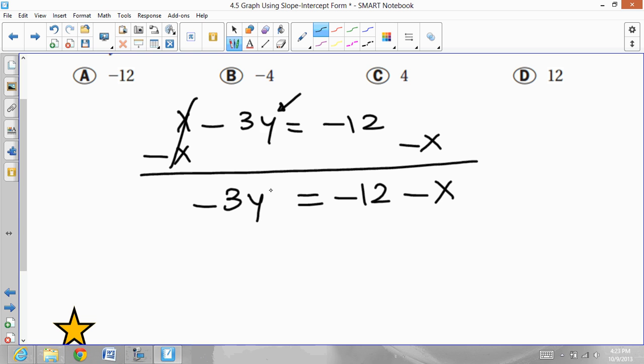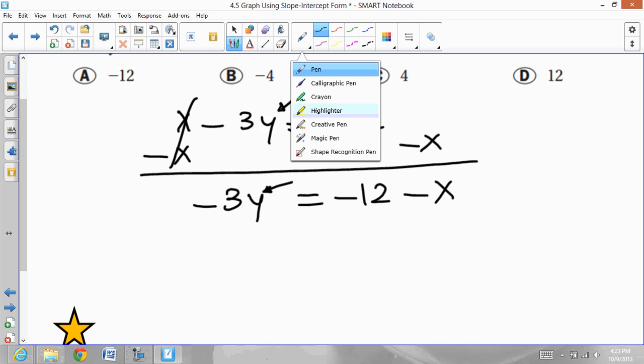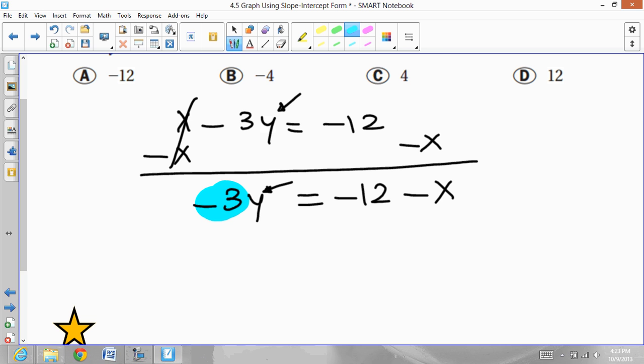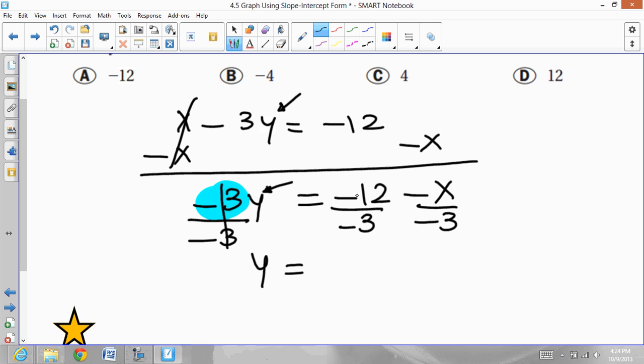Now remember, I want to get the y alone. The 3 and the y, you don't see any sign, which basically means negative 3, which I'm going to highlight and show you. The negative 3 multiplies y. The opposite of multiplying by negative 3 will be to divide by negative 3 here, divide by negative 3 here, and divide by negative 3 here. Negative 3 divided by negative 3 gives you a 1. So you get y is equal to negative 12 divided by negative 3, which gives you a positive 4. And negative x divided by negative 3, both negatives combine to give you a positive x over 3.